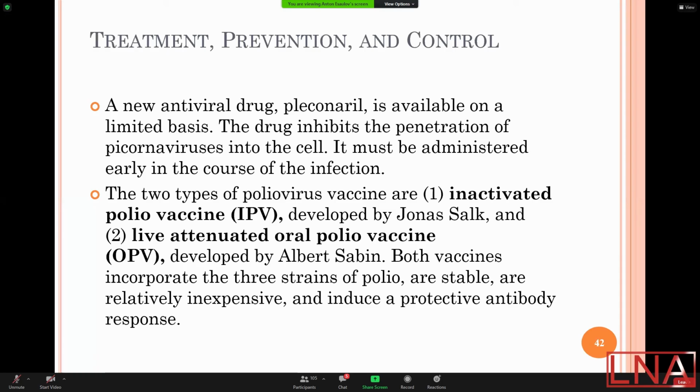The two types of poliovirus vaccine are, first, as I told you, inactivated polio vaccine, IPV, developed by Jonas Salk, and we sometimes call IPV the Salk vaccine. And the second one, live attenuated oral polio vaccine, developed by Albert Sabin. You also can find this name, Sabin vaccine. Both names are equal. Both vaccines incorporate 3 strains of poliovirus. I also already told about it. They are stable, are relatively inexpensive, and induce a protective antibody response. So both vaccines are effective.